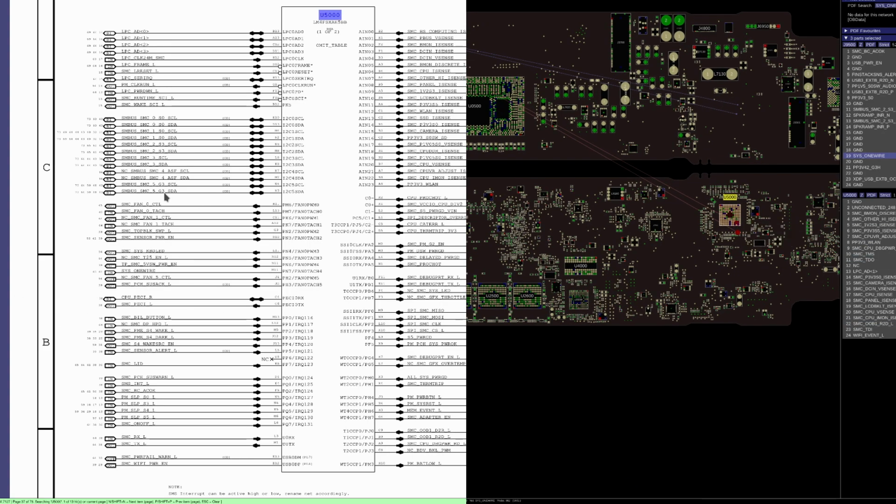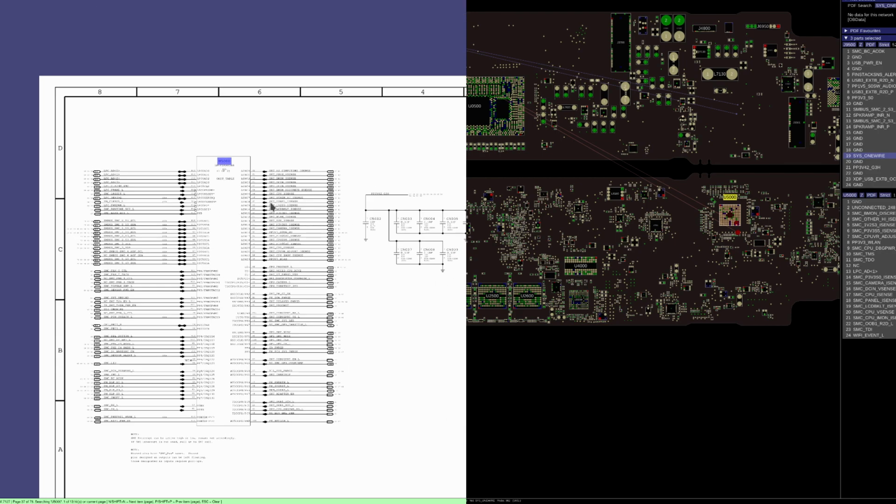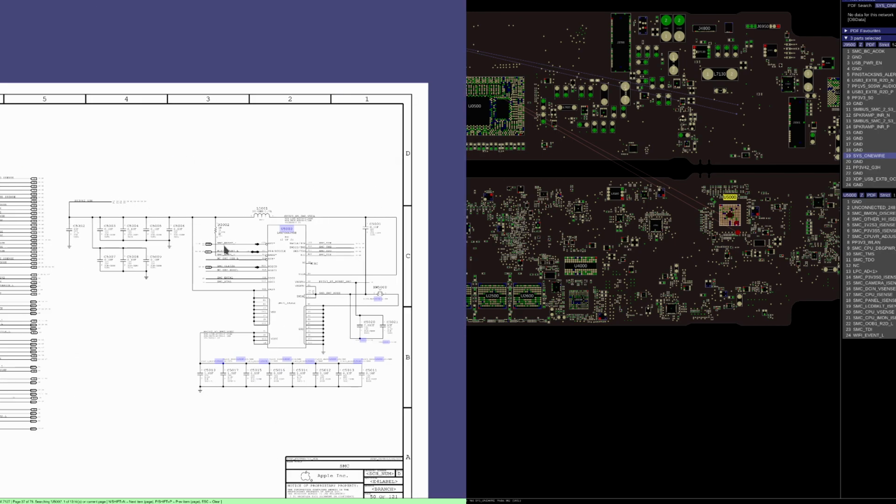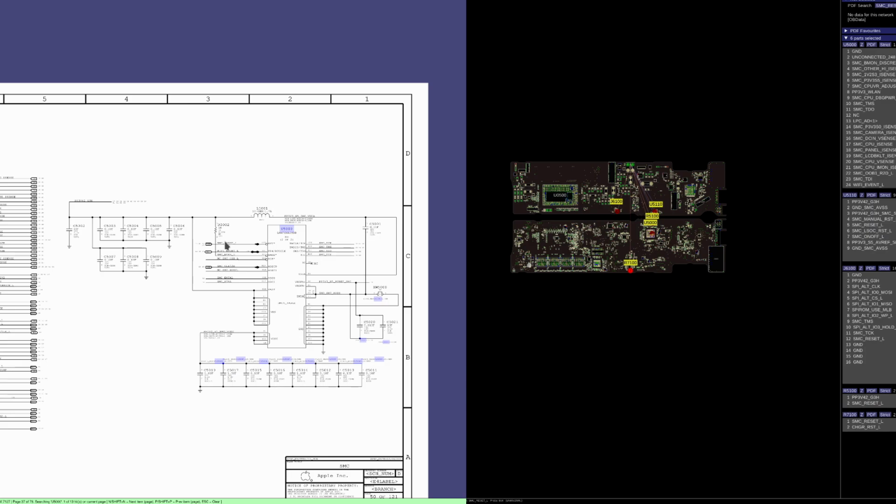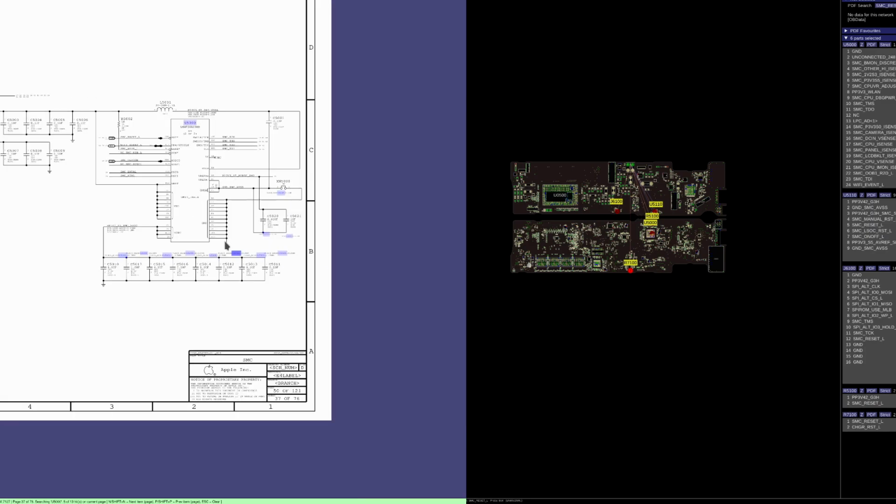This speaks to the SMC. Now, for this chip to turn on, it needs to be getting its reset signal. And SMC_RESET_L is what's required to get you your reset signal. SMC_RESET_L.